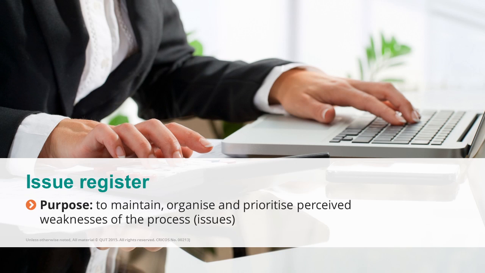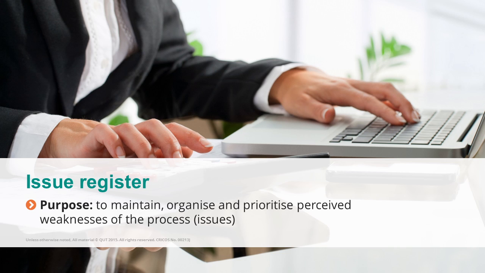An issue register is a useful tool to organize, to maintain, and especially to prioritize weaknesses in a given process that are identified throughout a process improvement project. Issues, which are weaknesses in the process, might be identified already before the process improvement project is kicked off.